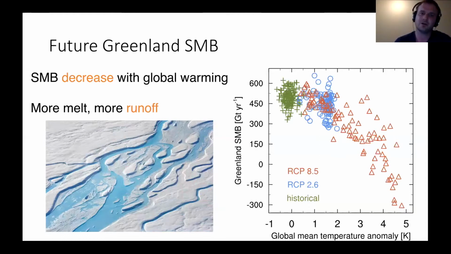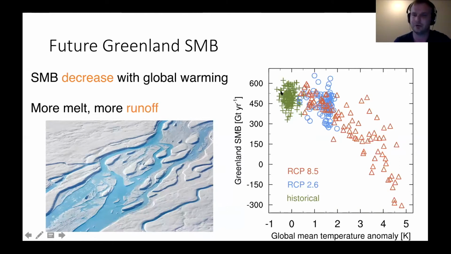And these global climate models are also, of course, vital because they give us an insight into future scenarios, also for Greenland surface mass balance. And this is a result from the Community Earth System Model, a previous version, with the historical surface mass balance, I'm sorry, from the Greenland ice sheet on the y-axis versus the global mean temperature anomaly.